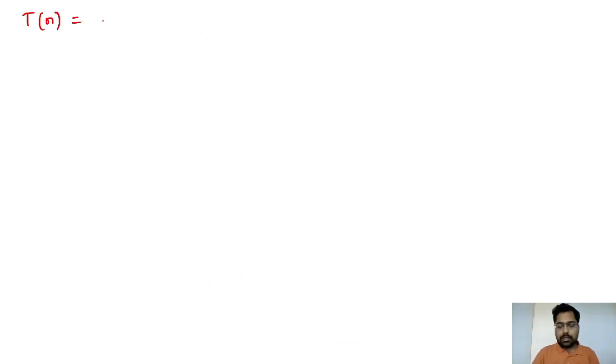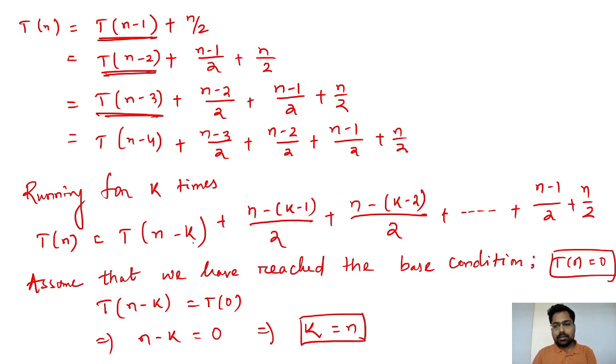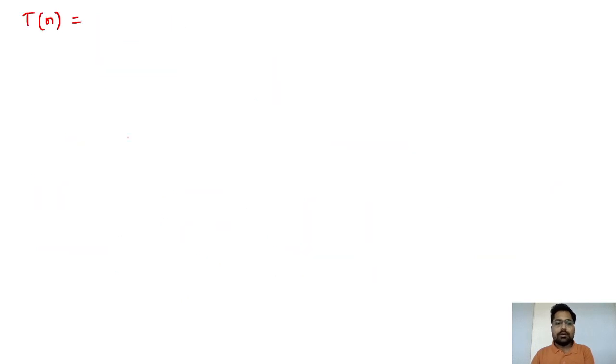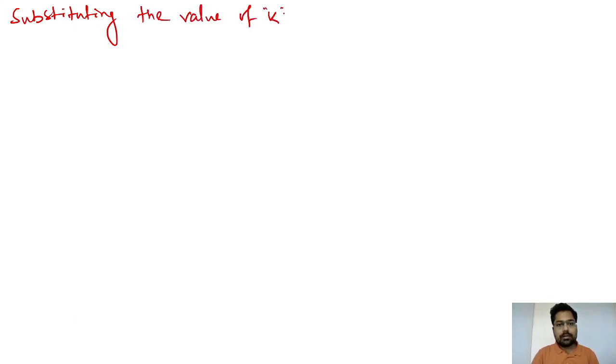Once we are substituting the value of k, you can directly put T of 0, or else if you do not want to, you substitute the value: n minus n will be 0. So T of 0 I am directly writing because we reached the base condition. Next, in place of k, you can write n because you are substituting the value of k. Better I am just writing here, substituting the value of k. Clear?